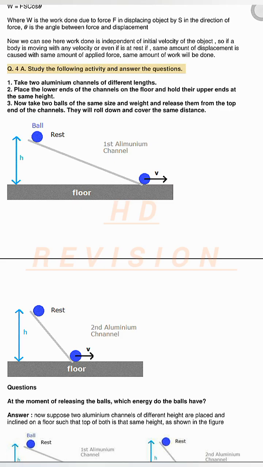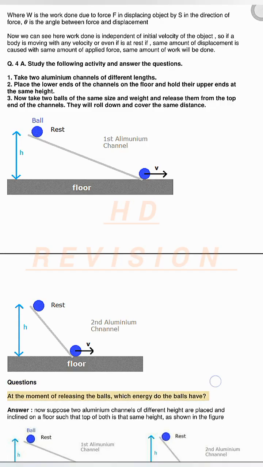Q4a. Study the following activity and answer the questions. 1. Take two aluminium channels of different lengths. 2. Place the lower ends of the channels on the floor and hold their upper ends at the same height. 3. Now take two balls of the same size and weight and release them from the top end of the channels. They will roll down and cover the same distance. Question. At the moment of releasing the balls, which energy do the balls have?